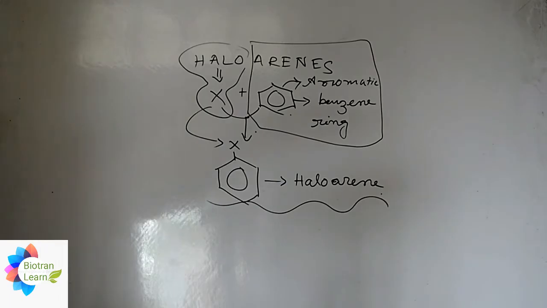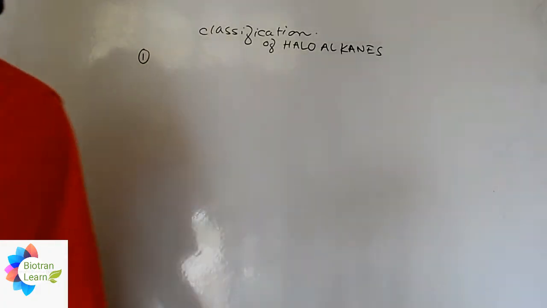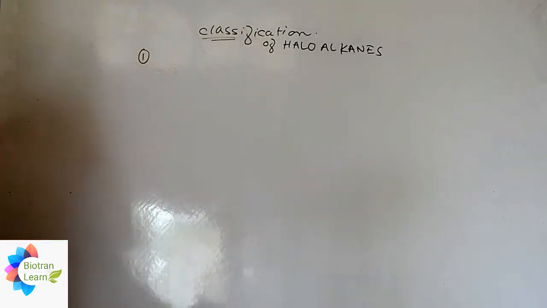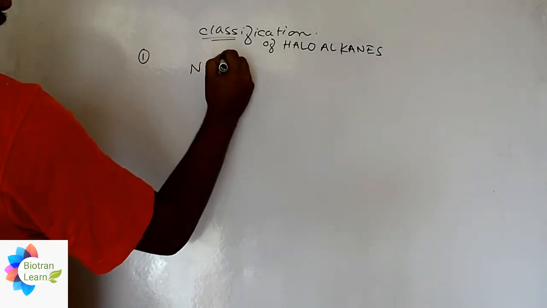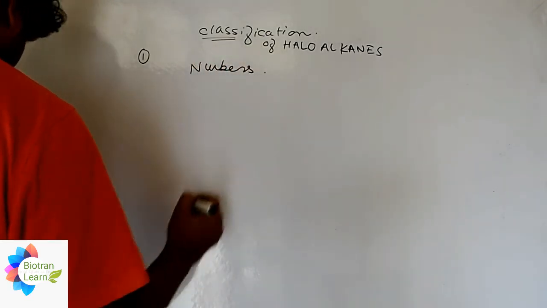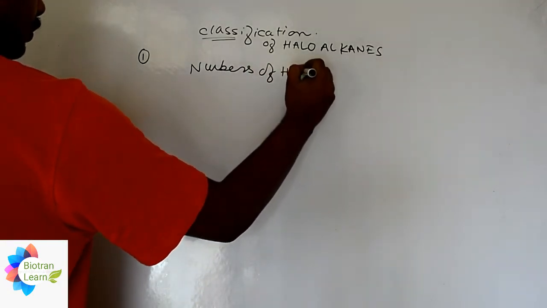Okay, so now what we will be looking at is the classification of the haloalkanes, right? So there might be different categories of haloalkanes according to their classification, and that could be on the basis of numbers, and then numbers of halogen atoms.